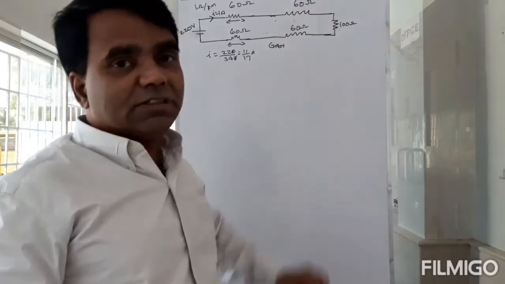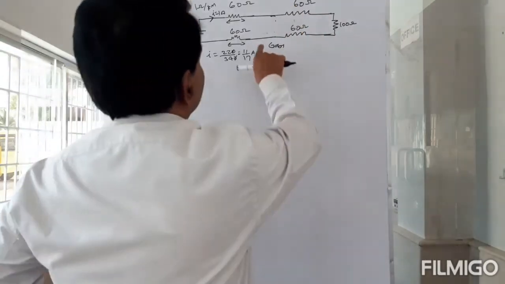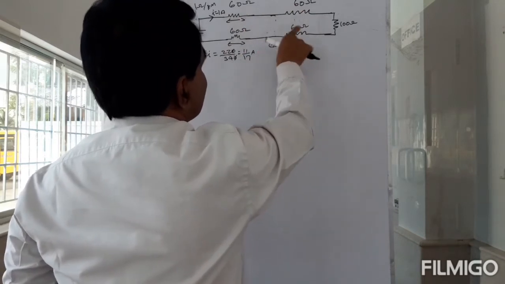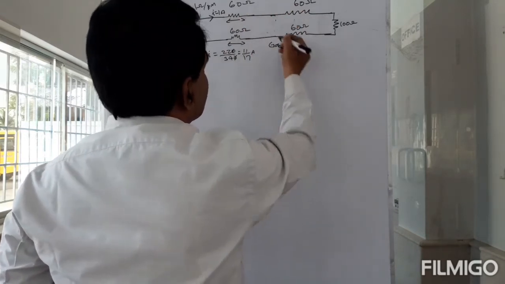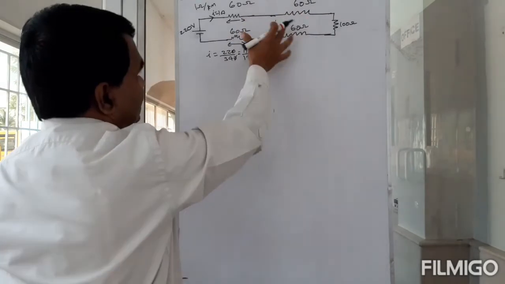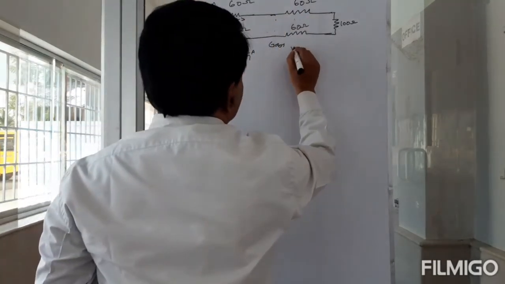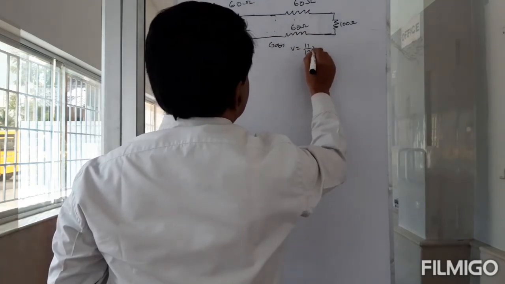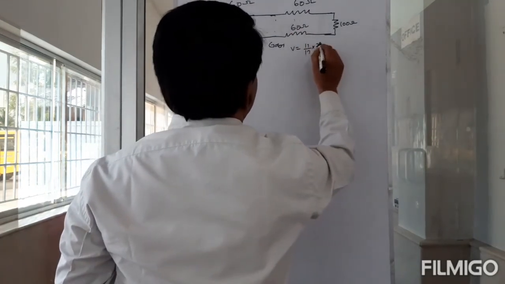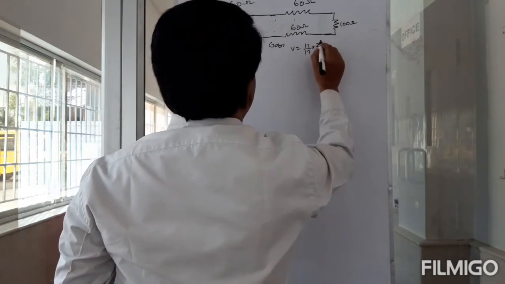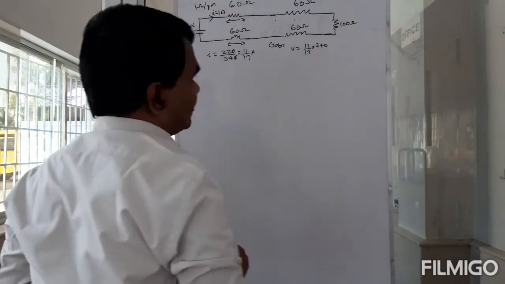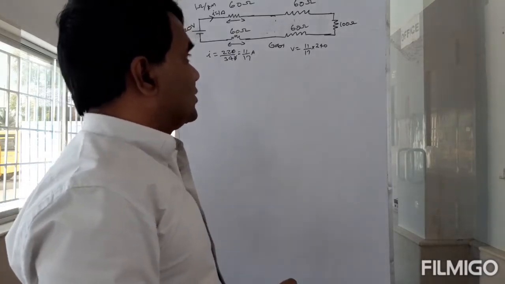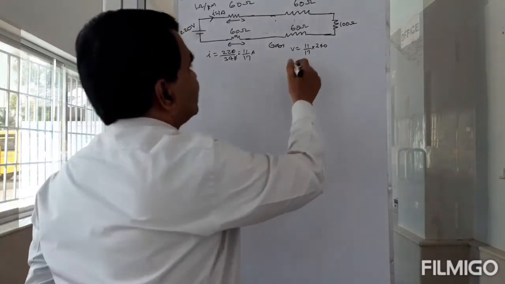What's the voltage you are going to get? Well, this is 120, that is 240. So the voltage drop across these resistors will be 11 by 17 into 240. And this would be how much?